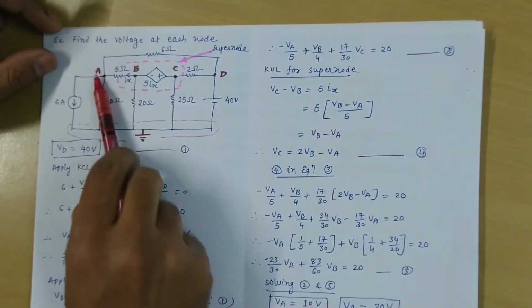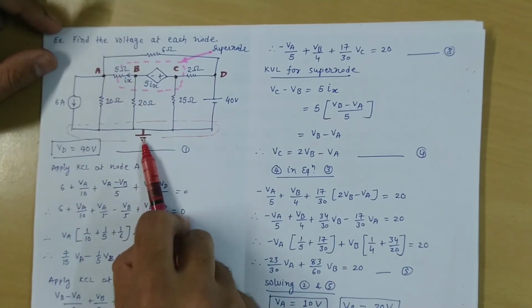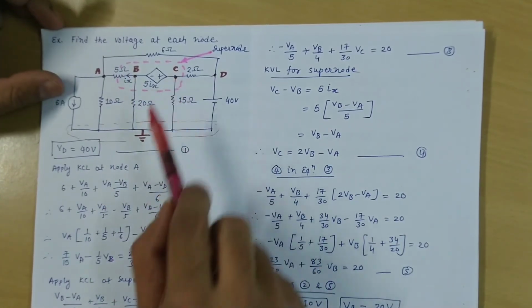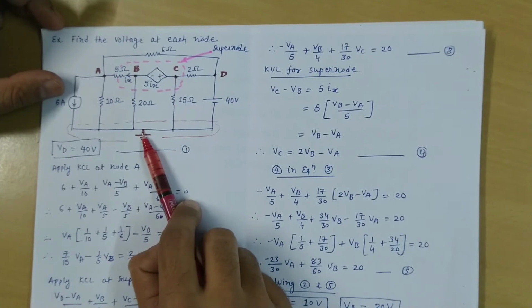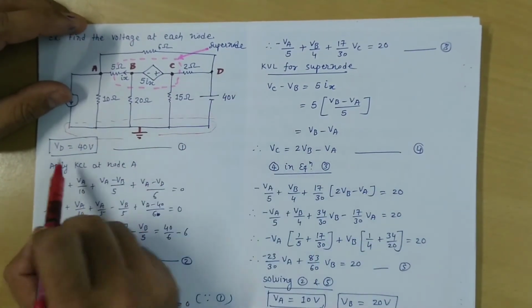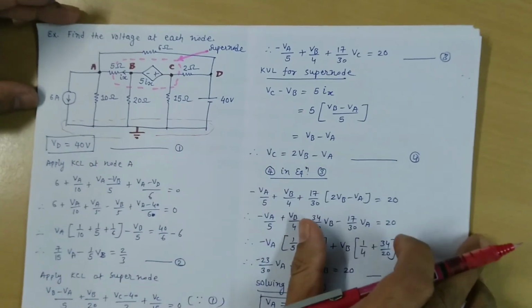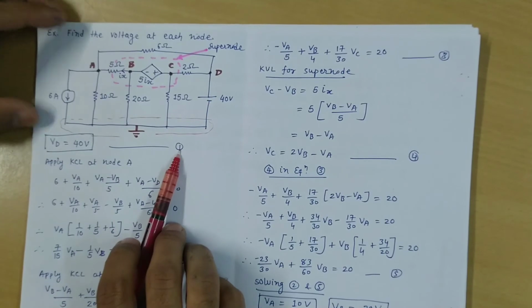We are taking voltages with respect to reference only. So voltage at node A is with respect to reference, voltage at node B would be with respect to this reference, and voltage at node C would be with respect to this reference. So voltage at D, that is VD, is equal to 40 volt with respect to reference node. So this would be our equation number 1.